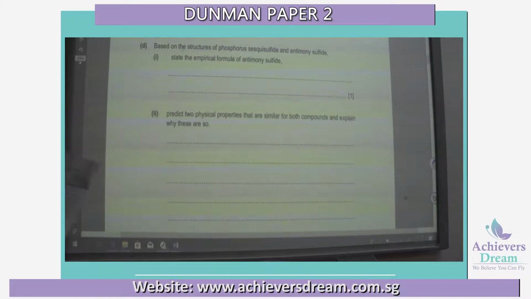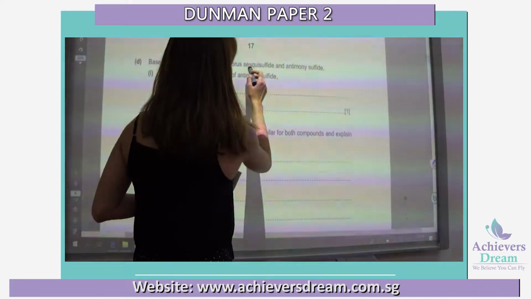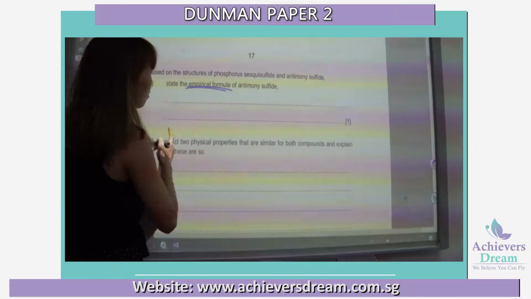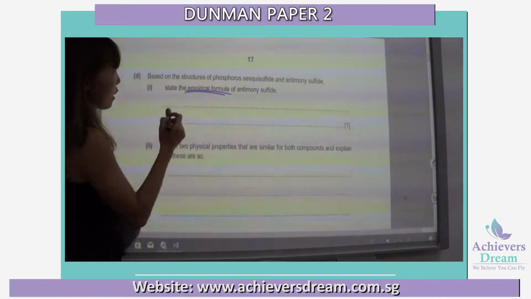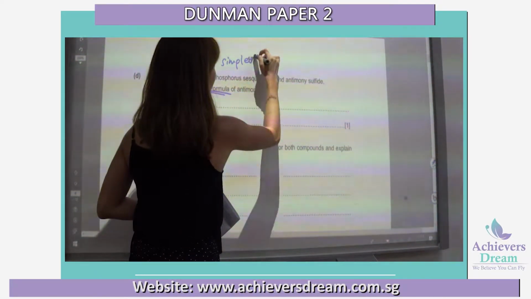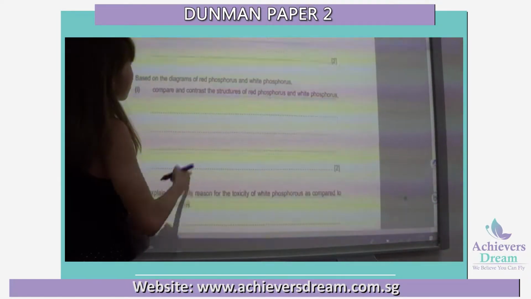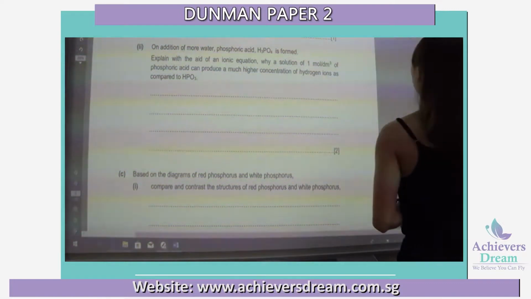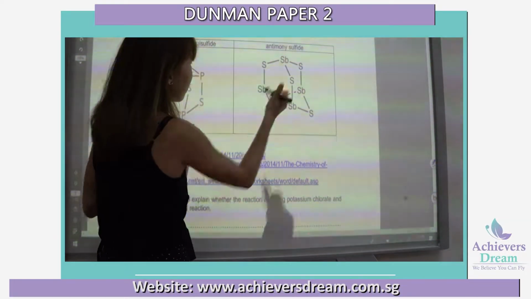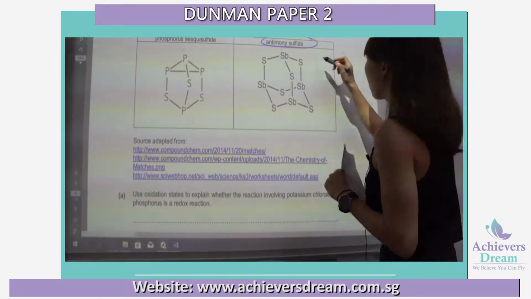Okay, now for part D, based on the structures of phosphorus sesquisulfide and antimony sulfide, state the empirical formula of antimony sulfide. What is empirical formula? It is my simplest ratio. Correct? So let's look at the structure. Okay, so this is my two structure. Let's look at antimony sulfide. How many sulfur atoms are there? Let's see.